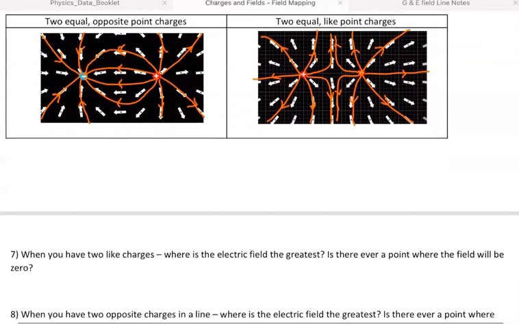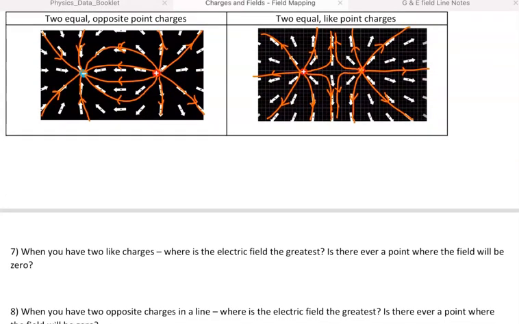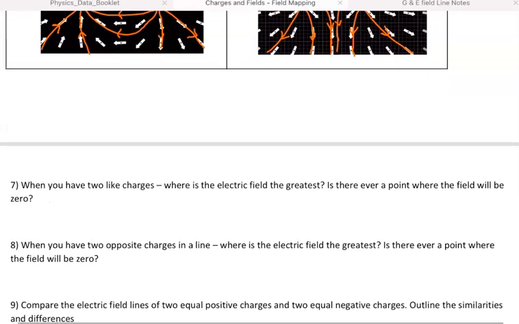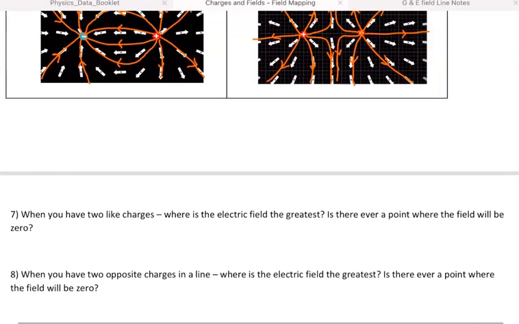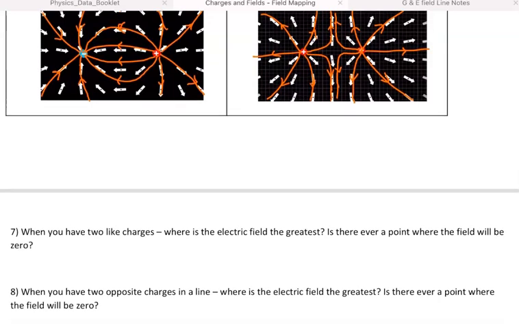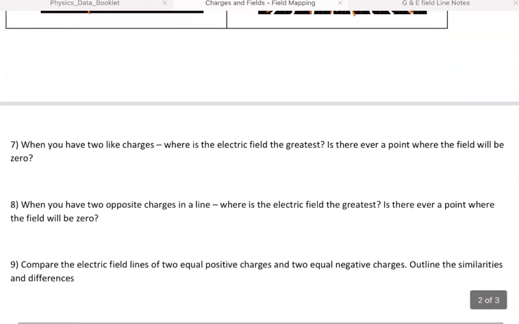Now we have some questions. When you have two like charges, where is the electric field the greatest? Is there ever a point where the field will be zero? When you have two opposite charges in a line, where is the electric field the greatest? Is there ever a point where the field will be zero? And compare the electric field lines of two equal positive charges and two equal negative charges. Outline the similarities and the differences. So in order to answer 7 and 8, you're going to need to use the E-field sensor.